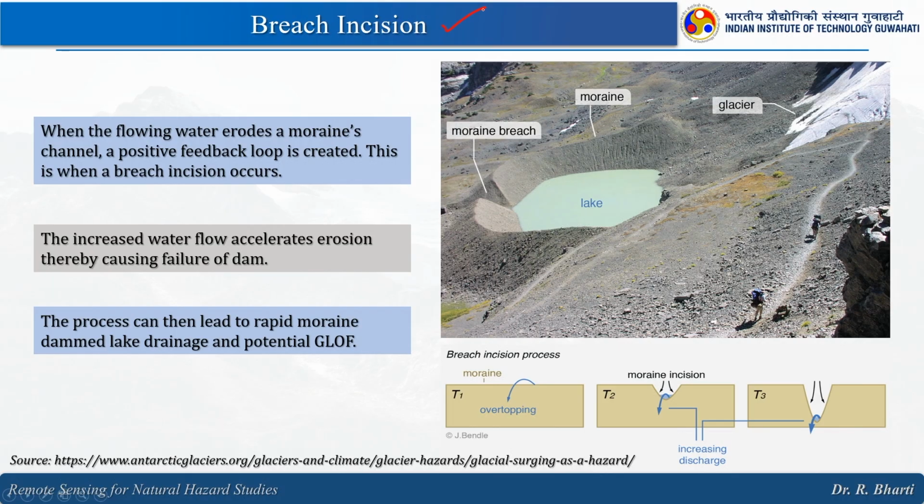If you see the breach incision, when the flowing water erodes a moraine channel, a positive feedback loop is created. This is when a breach incision occurs. If you see, this particular location is the moraine breach location, right, and here we have the glaciers which are feeding this particular glacial lake. The increased water flow accelerates erosion, thereby causing failure of the dam. The process can then lead to rapid moraine dammed lake drainage and potential GLOF. Because of this, it may cause the GLOF event in the downstream.